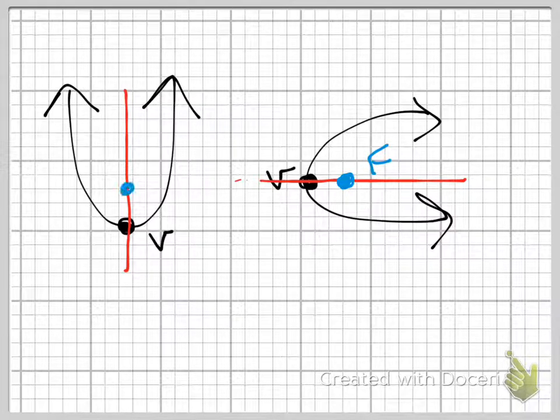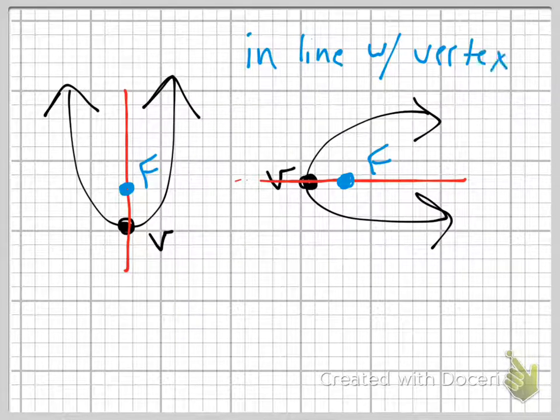Focus. And so if you add your focal length to your vertex incorrectly, it may not be in line with your vertex. Maybe it'll be over here, or it might not be inside your parabola. If your focus is down here, you did something wrong. Your focus has to be in line with the vertex and inside the parabola.